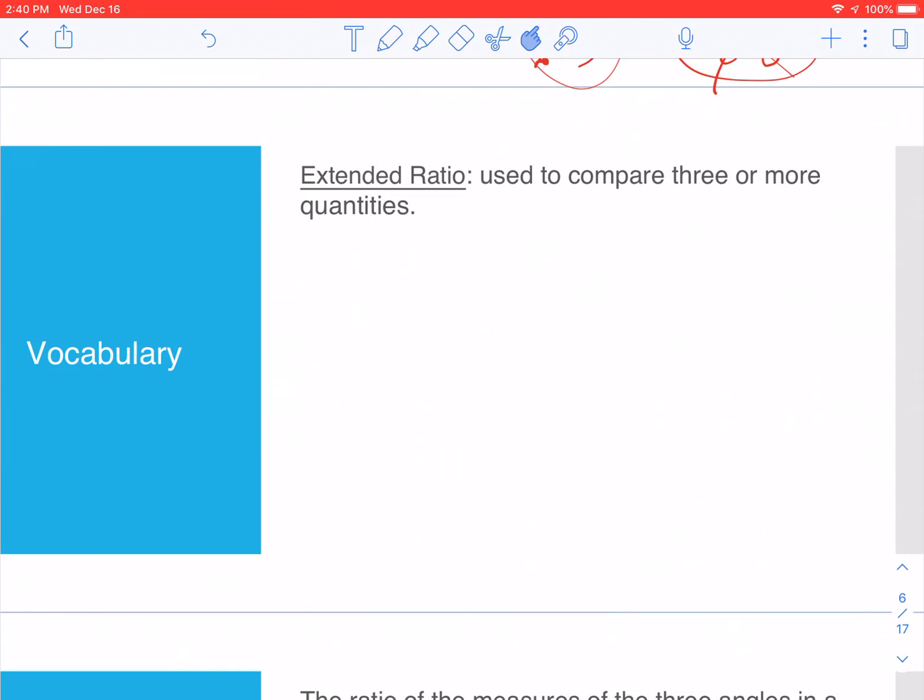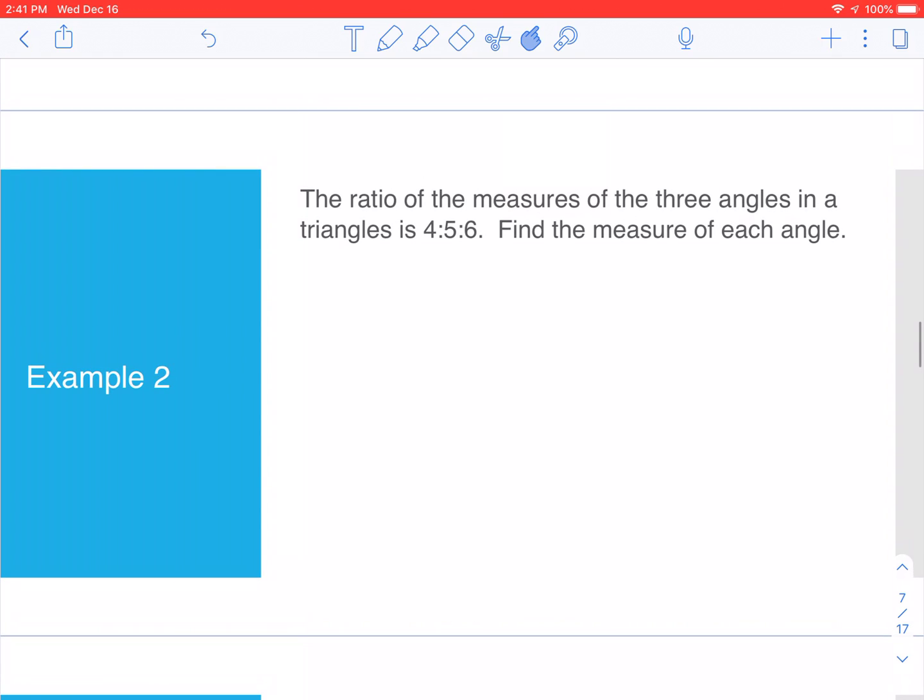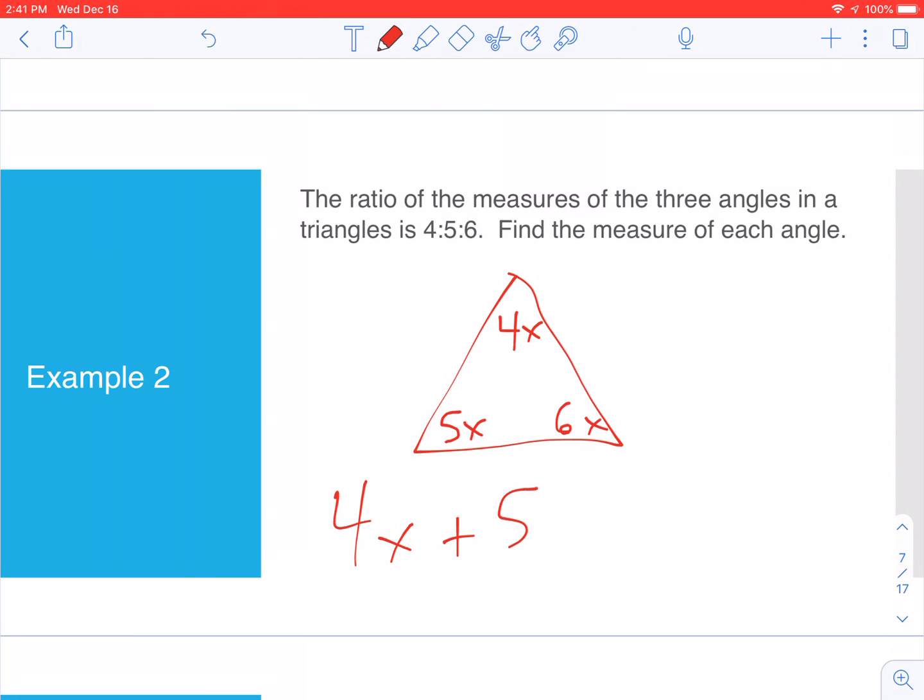Okay, an extended ratio is used to compare 3 or more quantities. Here is a basic problem that you are going to have show up on a quiz or a test. The 3 angles in a triangle, we don't know what they are, so we're going to call them 4x, 5x, and 6x. Okay, and we know that they all add up to 180. So 4x plus 5x plus 6x equals 180. We add those together, we get 15x equals 180.